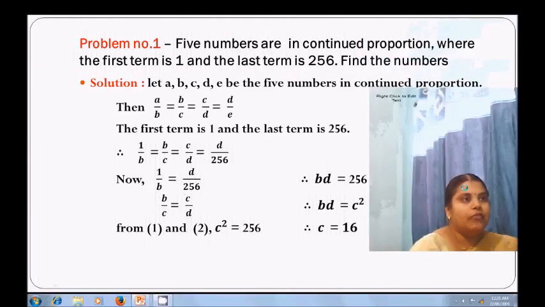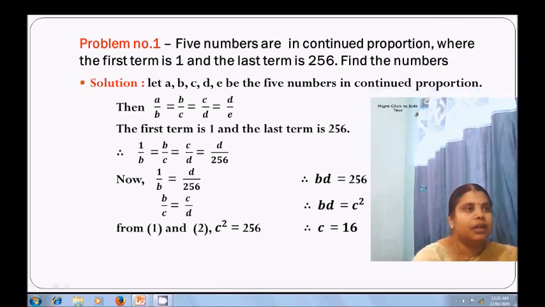Problem number 1. 5 numbers are in continued proportion, where the first term is 1 and the last term is 256. Find the numbers. Let A, B, C, D, E be the first 5 numbers which are in continued proportion. Then we write it as A/B = B/C = C/D = D/E. The first term is 1 and the last term is 256. Put the values of A and E. A is equal to 1.